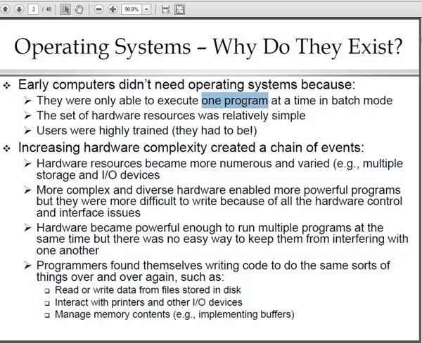So you've got a machine that can only run one program at a time. There's nothing corresponding to interactive input-output as we think of it today. No keyboard, no mice, no video displays, no network cards, nothing of that sort. So the set of hardware resources was relatively simple. You had one CPU. You had a relatively small amount of memory. You had very little in the way of devices that we would call secondary storage today. Maybe you had a tape drive that you could read or write to. Maybe it could read or write a stack of punched cards.